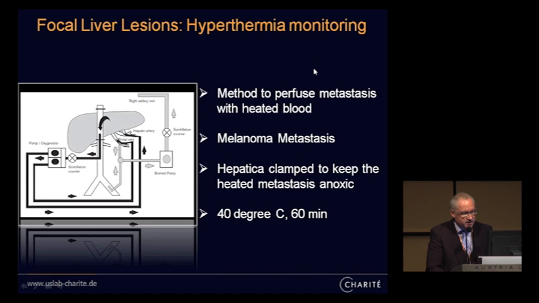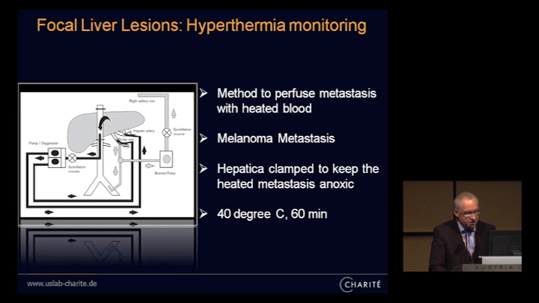And the first idea is to have an idea of focal liver lesions under hyperthermia monitoring. And this is a method where we perfuse metastasis with heated blood. And this is a new setting for melanoma metastasis, and this is the schema of the setting in a patient. Important for us is the information that we have a cannula in the hepatic artery and in the portal vein, and we have a perfusion of the liver. The hepatic artery in some experimental settings is claimed to keep the heated metastasis anoxic, and we used 40 degrees Celsius over 60 minutes in this technique.